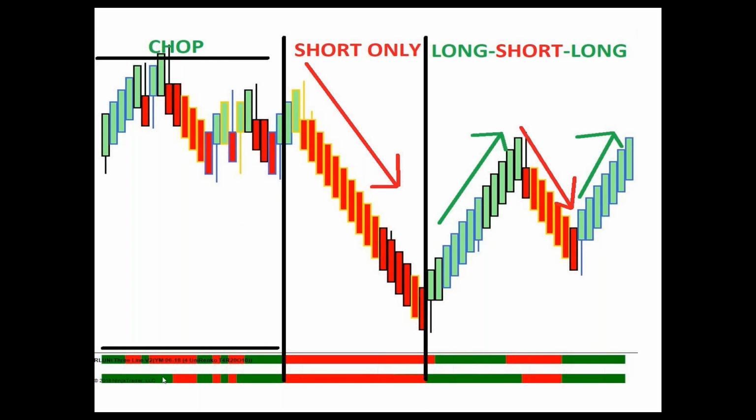Here's chop. Now it's easier to define chop. You never get green, green or red, red for any appreciable period of time at a pivot. You finally get it here, red, red, on this down pivot, and down you go. You get green, green, right about here, close to the pivot, and you go up. Red, red, you go down, green, green, you go up.